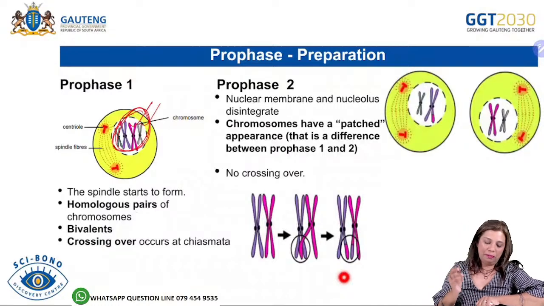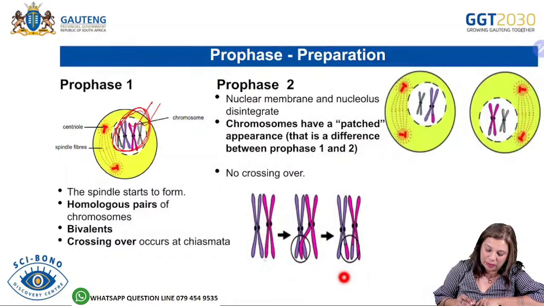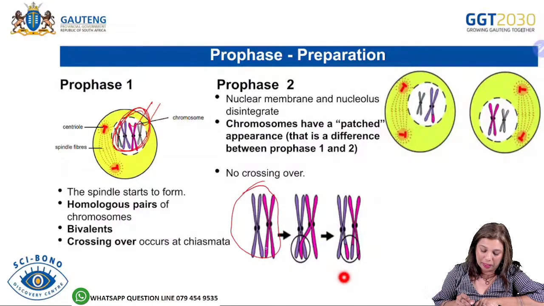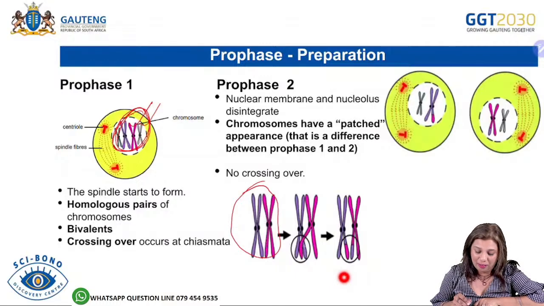Okay, so let's look at this at the bottom of the screen. So here we have the two homologous pairs. They come to lie next to each other. And then do you see what's happening here? The bivalents are actually making contact with each other. There we go. There's the bivalents. They're making contact with each other.